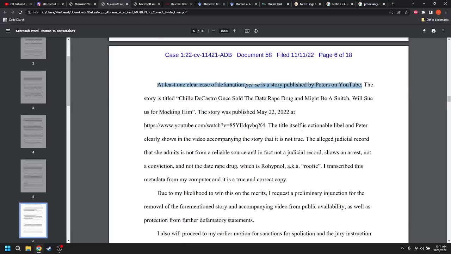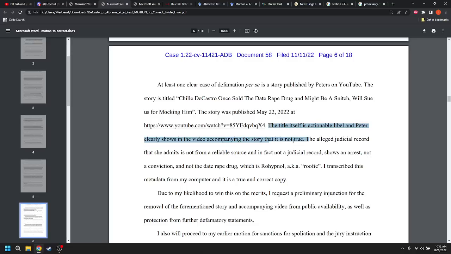The title itself is actionable libel. And Peter, and also you have to show, well, I guess if it is defamation per se, and I'm not saying it is or isn't at this point, then you don't have to show damages, but you might only be entitled to nominal damage, i.e. $1. So in order to get more than that, you're going to have to show actual damages. And Peter clearly shows in the video accompanying the story that it is not true. Well, again, we have another clearly, and we don't know whether it's true or not.